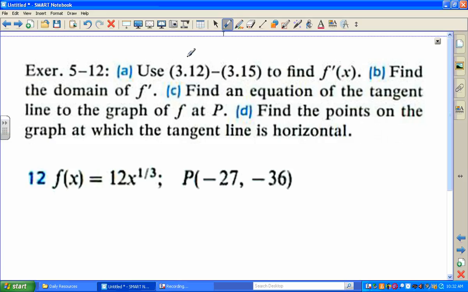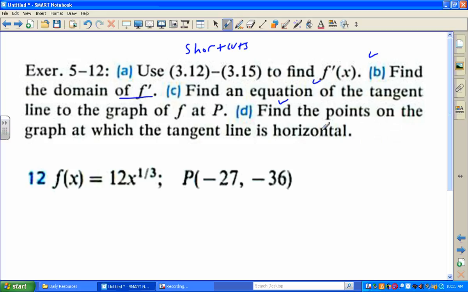Use 3.1 to 3.15 to find f prime of x. This means the shortcuts. So find the domain of f. Check. We can do that. Find the equation of tangent line. Check. And find the points where the tangent line is horizontal. So basically, you're doing the same thing, except you're not doing the definition.